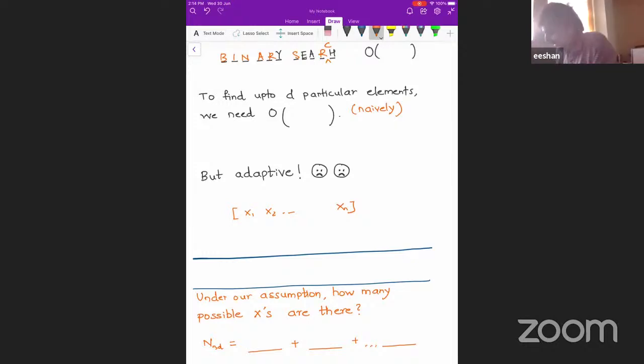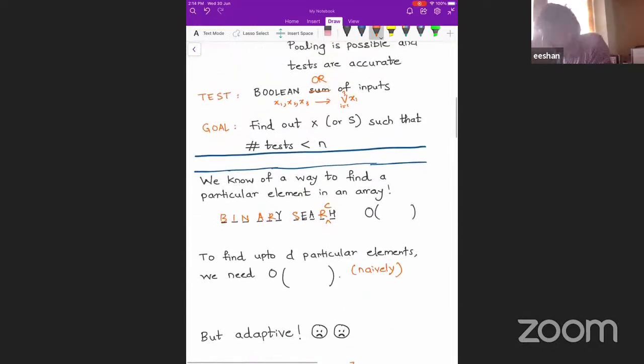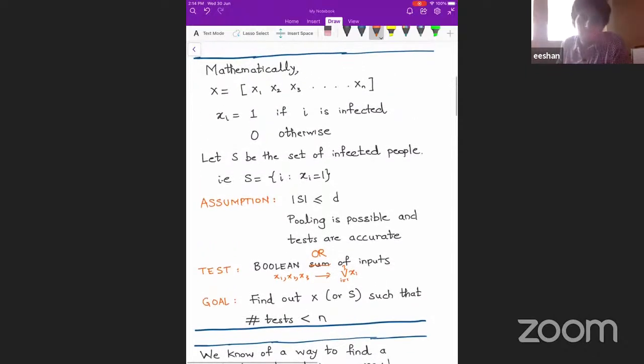Okay, so it's quite simple. Let's just go back. What is the simplest thing you could have done? Let's say you just had to identify who the infected people are in this set of n people. What do you typically do without pooling? You just test them individually, right? And you'll figure out exactly with n tests who is infected.